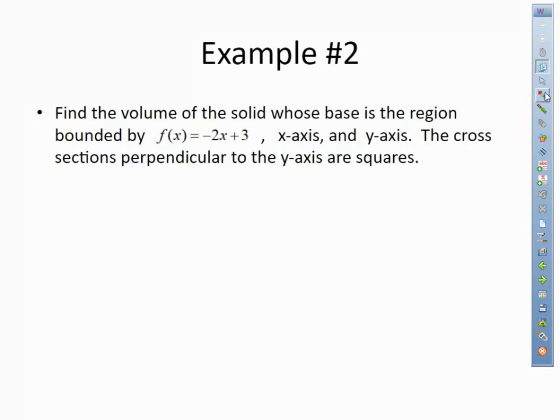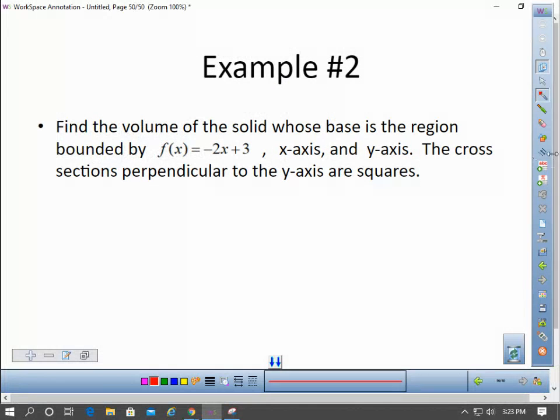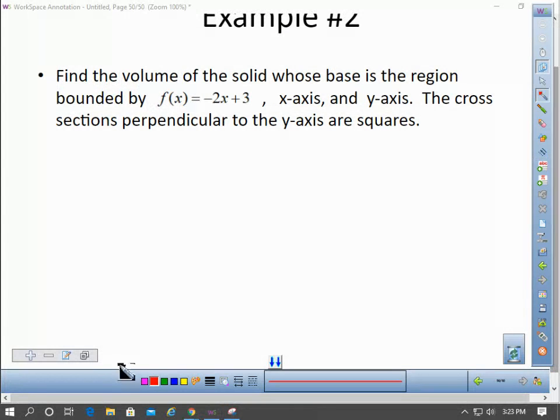All right, so for the next one, I kept the problem the same. I kept it the same to make it simple.